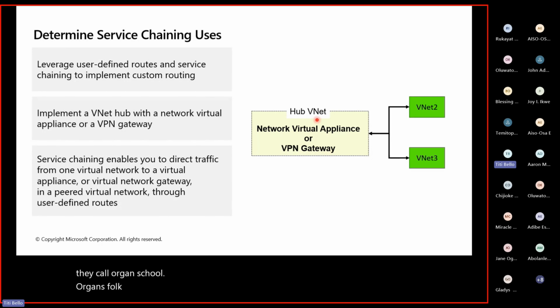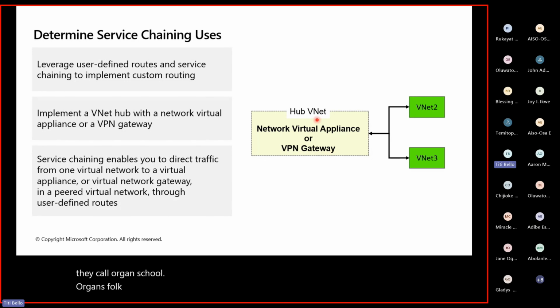Which means at every point in time, traffic from VNet 1, before it can reach VNet 3, must first go to the hub VNet. It is the hub VNet's responsibility to now forward that traffic to VNet 3. Like we said, service chaining and custom routing enable you to direct traffic from one virtual network to another virtual network, or from one virtual gateway in a paired network, through your user-defined route that you have.